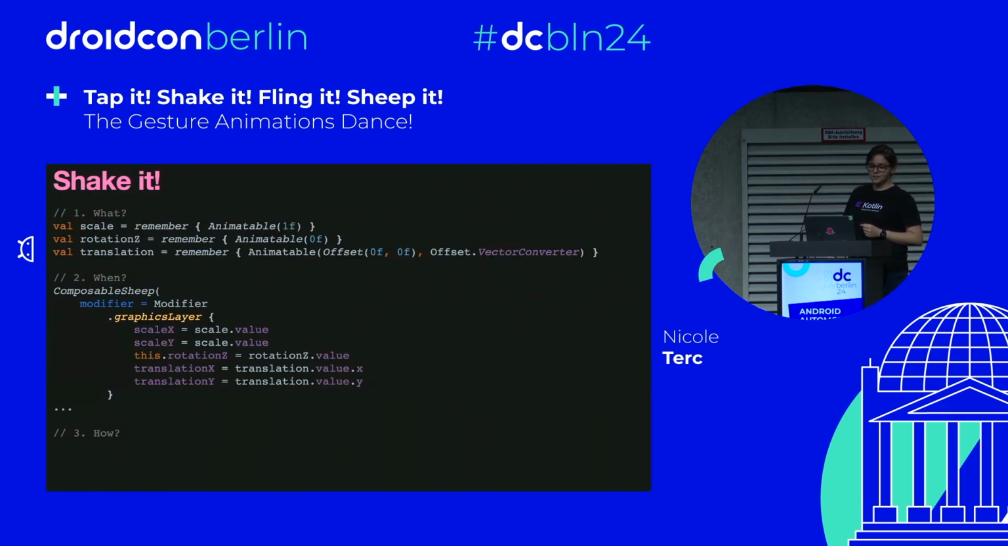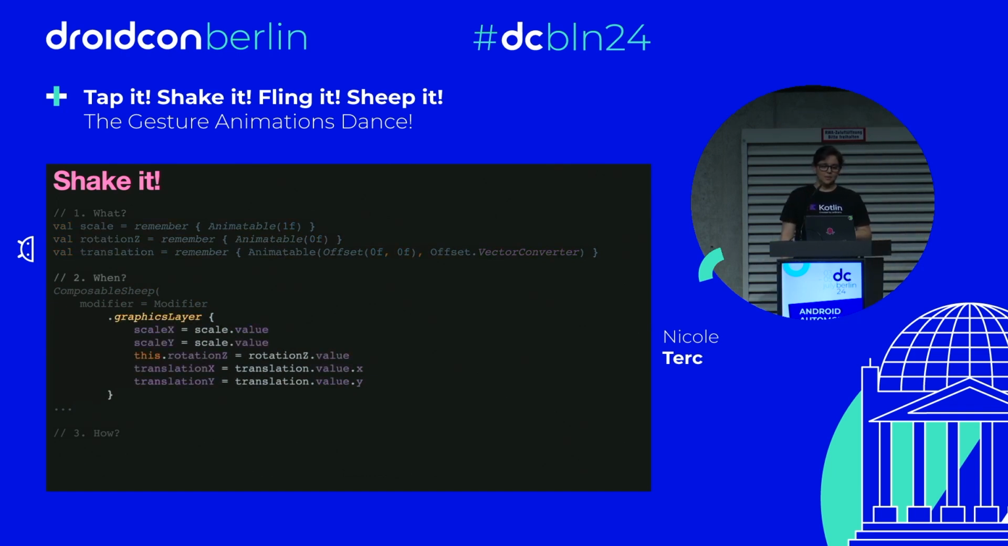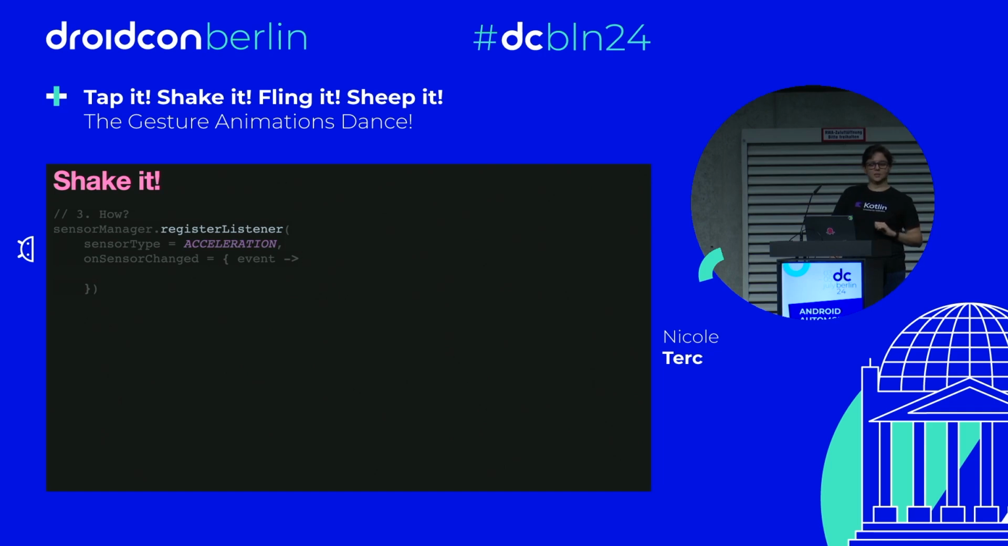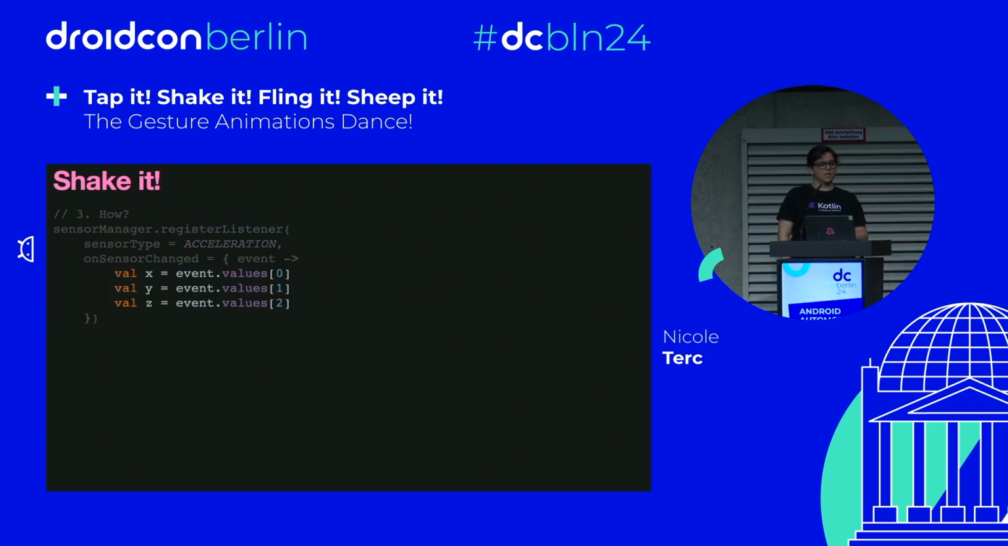We again start by just defining the properties we want to change, using animatables again. Again, don't forget to set them. I have struggled a couple of times here, thinking my animations don't work, and that's because I forgot to set them here. And after that, we jump into the how. For the how, we're just going to get our sensor manager again and register to the acceleration listener. Each of these events is going to contain our X, Y, and Z acceleration.